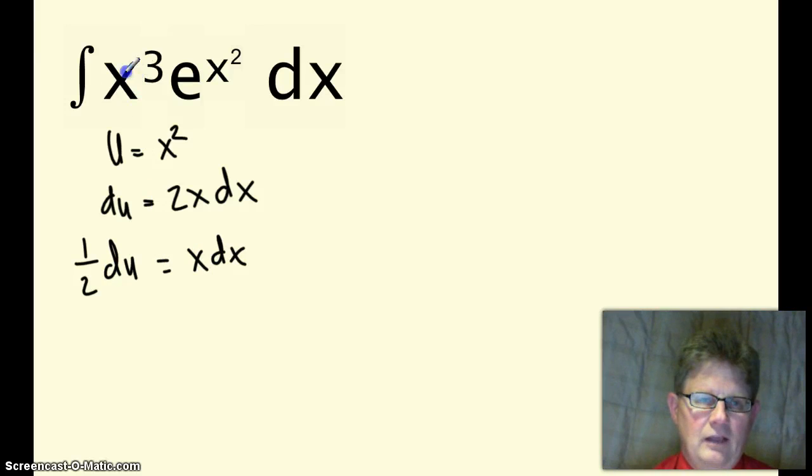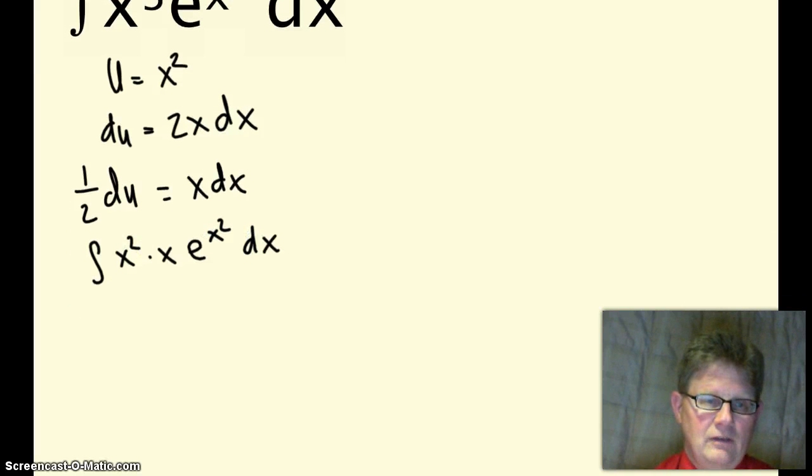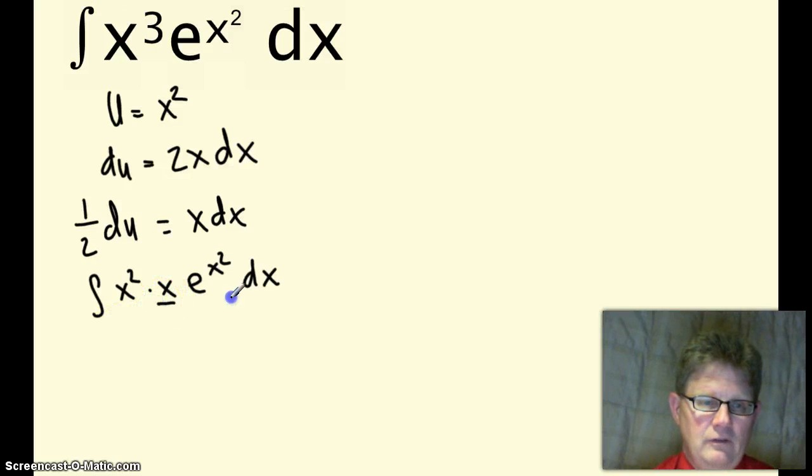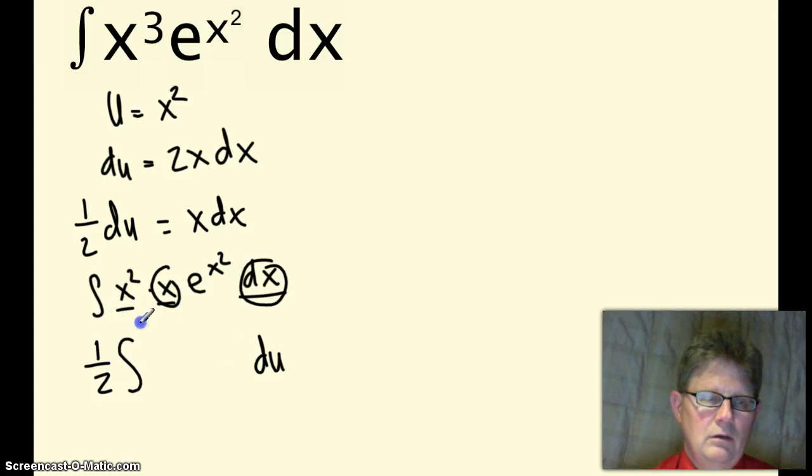Now we don't have an x, we've got an x squared. But we could rewrite this as the integral of x squared times x, that's x cubed, e to the x squared dx. Ooh, that's kind of cool. I can replace this x dx with what? Half du. So we're going to get rid of this, and we're going to write 1/2 integral du here. Hey, wait! Wow! Look! X squared. That's u. U e to the u.